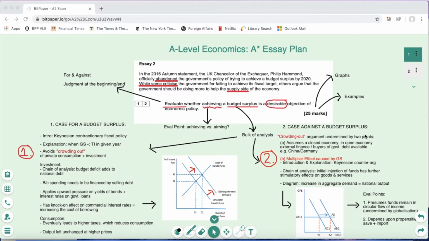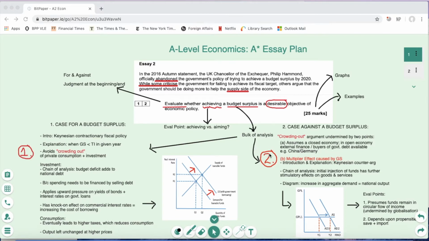Then you address the case against a budget surplus. The way that this could go is as follows. First, you address the crowding out argument that you just made in argument one, and you try to limit it or undermine it or point to its weaknesses. Here there are two clear weaknesses. There's probably more if you can think of any, but here are two strong ones. First is that it assumes a closed economy, right? In an open economy, it's not the case that only domestic companies need to buy government bonds or government loans. There's a lot of external investors and external sources of finance, for example, China, Germany. So that's the first point.